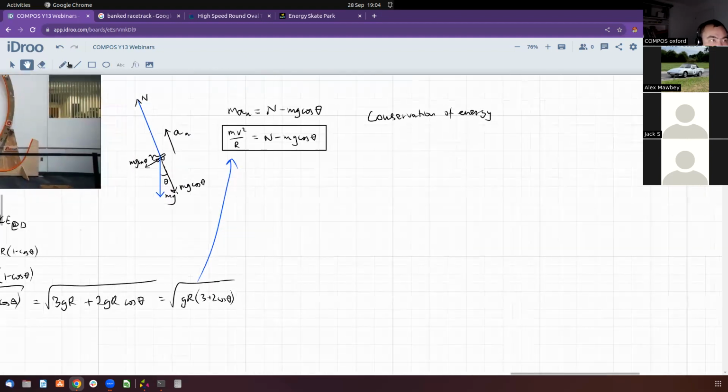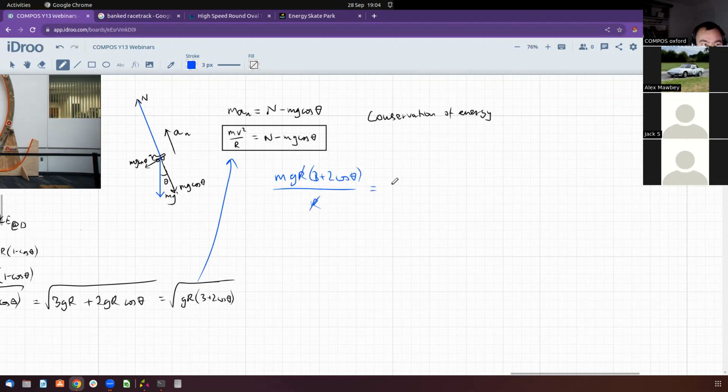And I'm going to write down. So N, we know that this is 150% of mg, so it's 1.5 mg. So mv squared, so mgr (3 plus 2 cos theta) divided by r, is equal to N, which is 1.5 mg minus mg cos theta.